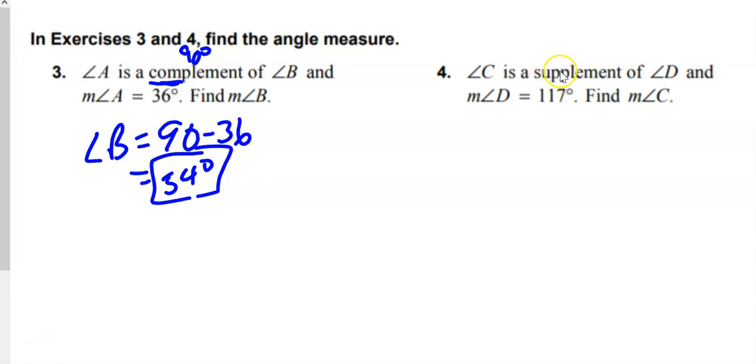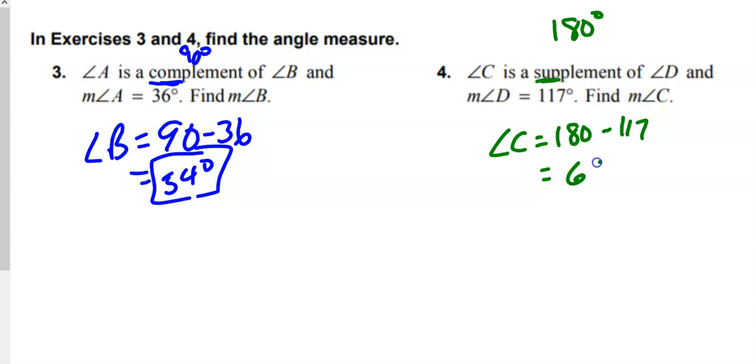Okay, so now supplementary. Again, we're thinking 180 degrees. So C is supplementary with D. We know D is 117, so again, to find angle C, we'd take 180 minus this 117, and that would give us our supplementary angle of 63 degrees. And again, you can always check your answers here. Take the 63 and the 117. If they add up to 180, you should be good to go with that.